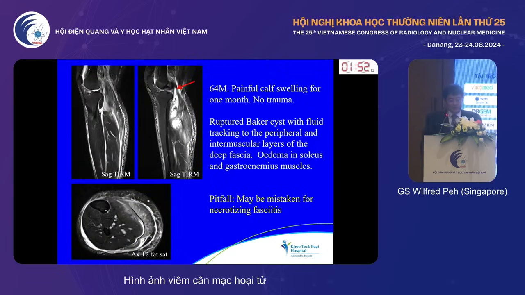And this is another example, a patient who had painful calf swelling for 1 month, no history of trauma. This is a nice example of a ruptured Baker cyst. Clinically, it mimics necrotizing fasciitis because it's painful swelling of the calf. But you can see that the fluid extends from the knee joint, and it just tracks into the gastrocnemius and soleus muscles. So this mimics necrotizing fasciitis, but it's just a ruptured Baker cyst.